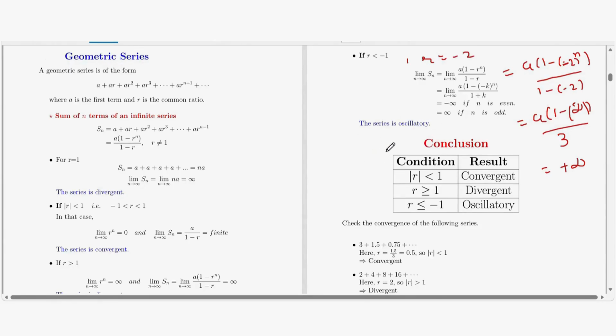Now combine all these cases. What is the conclusion for the geometric series? The geometric series is convergent for mod r less than 1. Divergent for r greater than or equal to 1. And oscillatory for r less than or equal to minus 1.